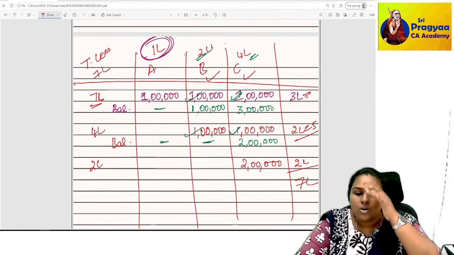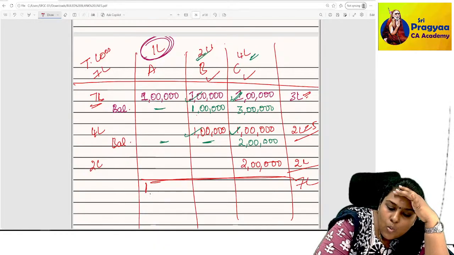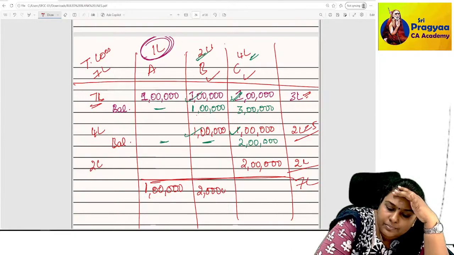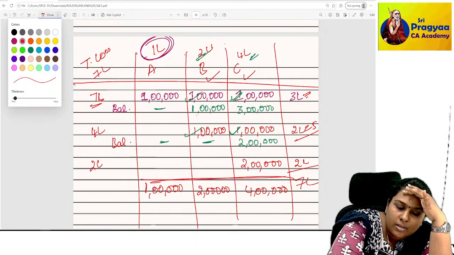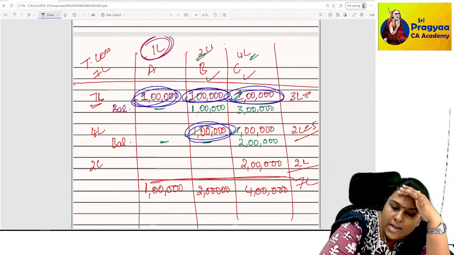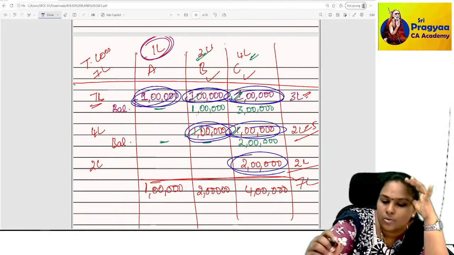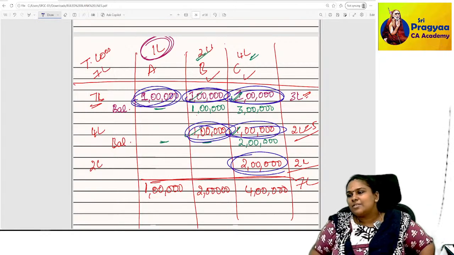Clear? So how much is each person contributing, sir? Finally 1 lakh, 2 lakh and 4 lakhs. 4 lakhs, sir. 4 lakhs. Okay. How? From where? 1 lakh, 1 lakh, 2 lakhs. Clear? Understood?